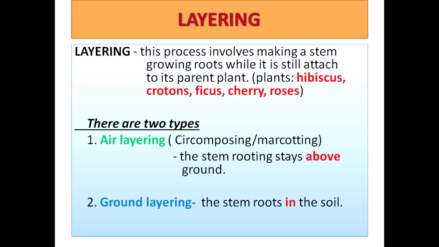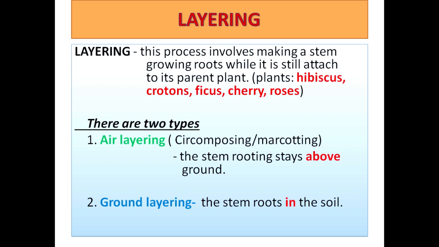There are 2 types of layering. Number 1, you have air layering, and number 2, you have ground layering. With air layering, often called circumposing or marcotting, those are 2 other names for air layering, the stem rooting stays above the ground. This is where man is involved also, as man will carry out that procedure. The stem that is rooting will stay above the ground.